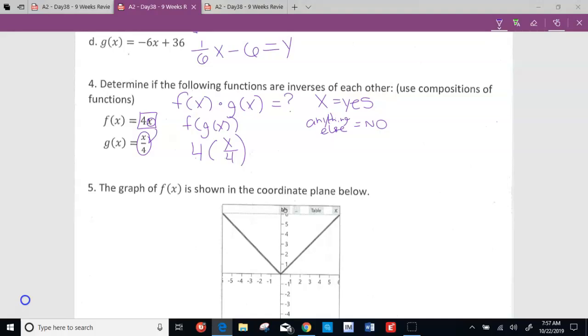Now I'm going to just multiply this out. What I really have is 4 over 1 on the outside times x over 4 on the inside. Multiplying fractions, the rules, which I'm sure most of you don't remember, is multiplying straight across. 4 times x.